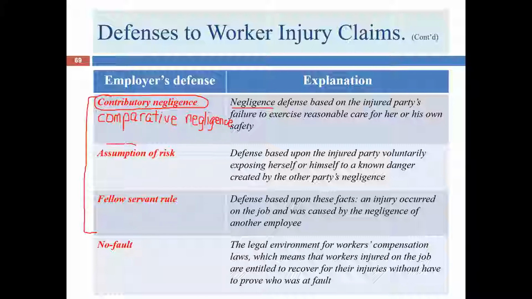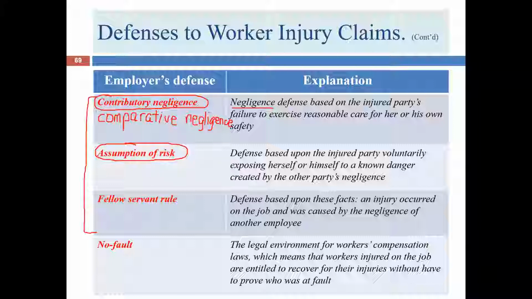The next one is assumption of the risk. Remember the guy in the boiler room who got burned badly because the boiler overheated? Well, he knew that that happened sometimes. Remember, he said sometimes this happens. Assuming he knew that before he actually got burned, he assumed the risk.